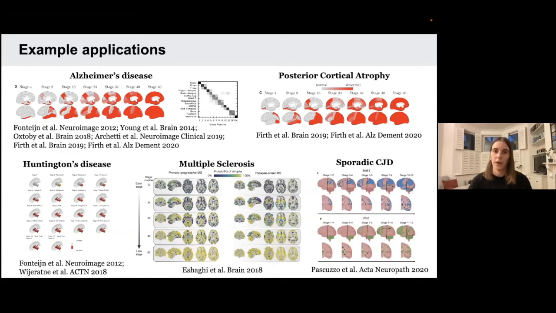And finally, in sporadic Creutzfeldt-Jakob disease, it's been used to look at the progression of abnormality based on visual ratings from MRI. So this isn't an exhaustive list of applications, but hopefully it gives you an idea of the types of applications that it's been used for and the range of different types of data it can be used with.